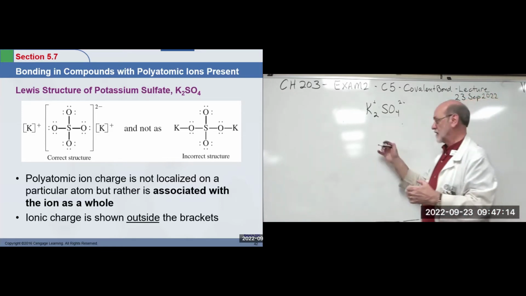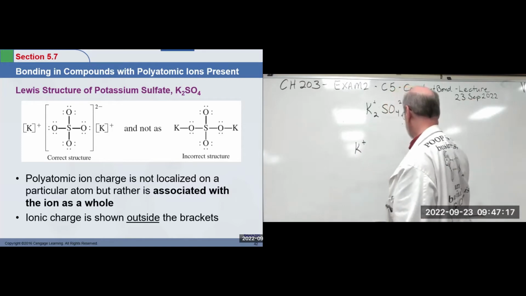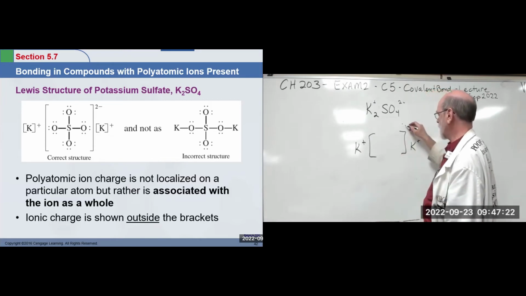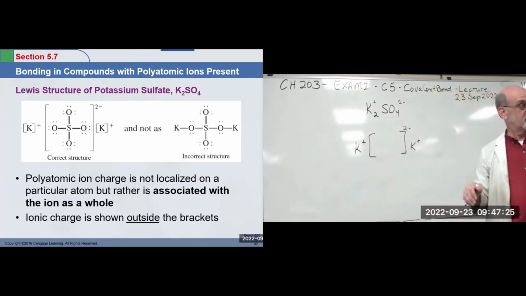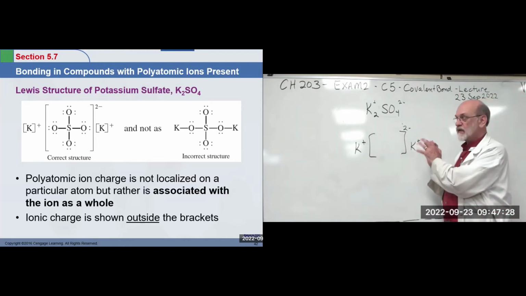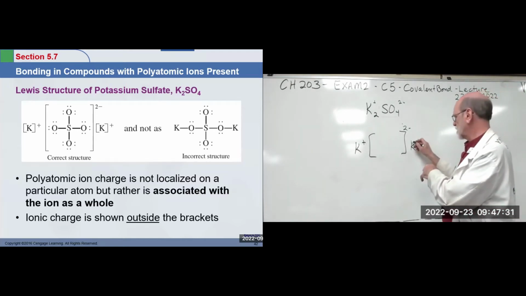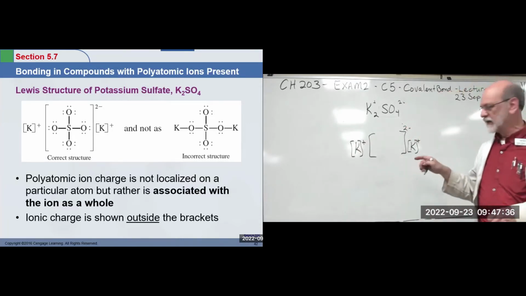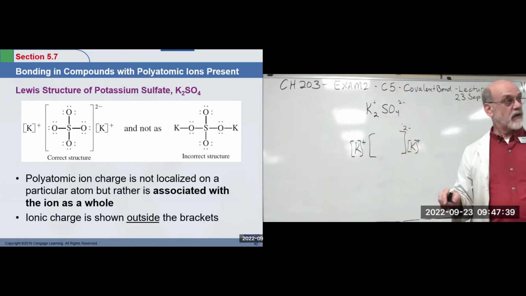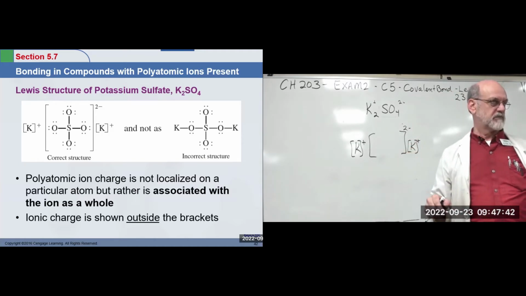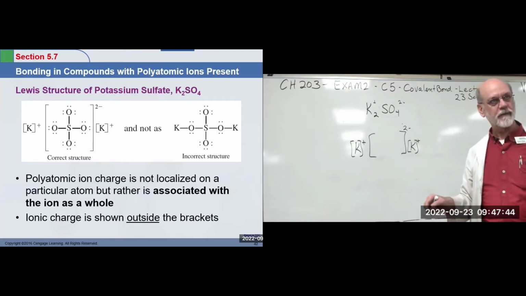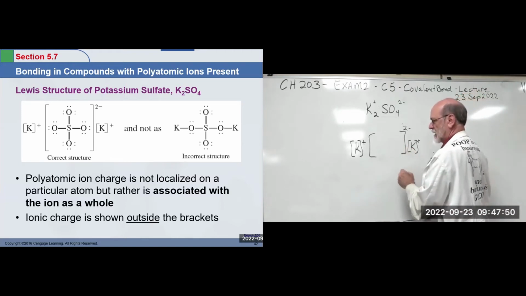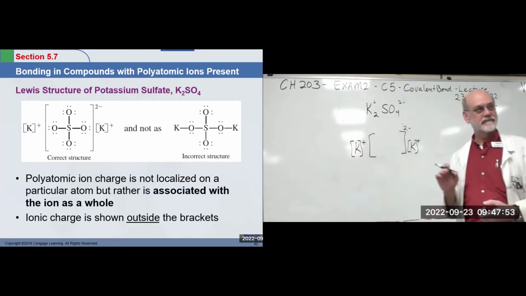In other words, this potassium and that potassium are on either side of the sulfate, which has a 2- charge for the whole thing. So that shows you, now they put brackets around this one too. Be consistent. On the inside is our covalent compound, covalent polyatomic ion. That goes on the inside. That shows you that the covalent is here and the ionic is there. It's kind of a mix.